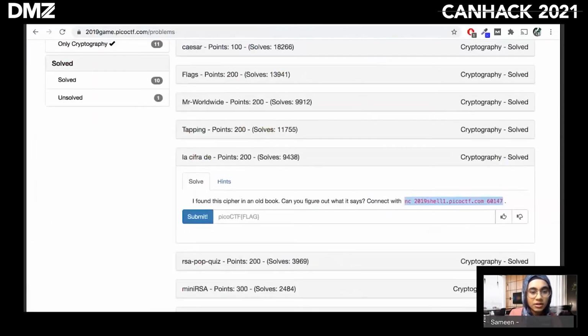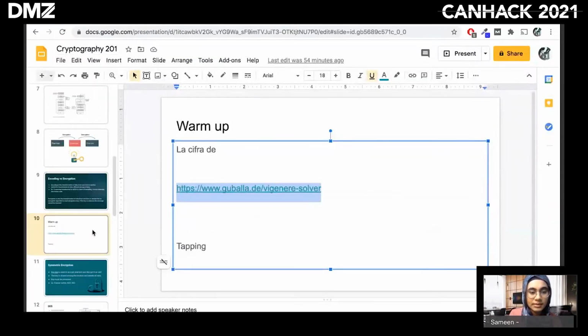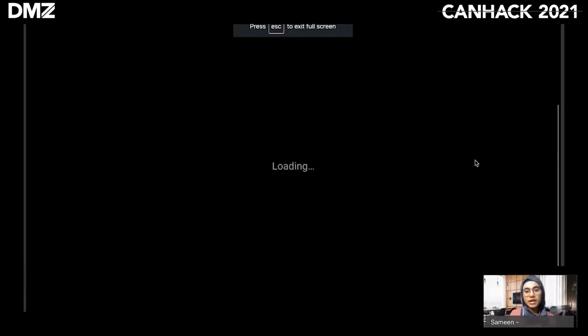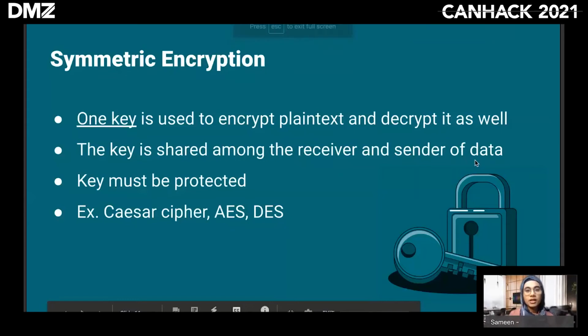So those are some of the warm-up problems. And you saw that not all of them are using symmetric or asymmetric encryption algorithms. You kind of had to solve a puzzle in a way and use some Googling skills. So those challenges are always fun because you don't have to think too deep. You can just Google it and hopefully the solution is right there.